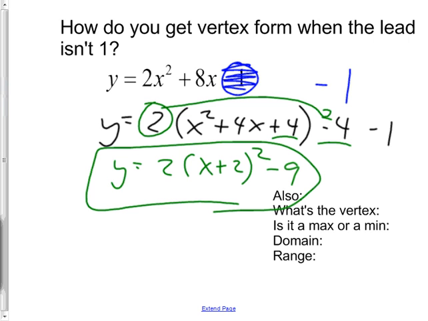Is the vertex on this one going to be a minimum or a maximum? Minimum, because it's a mountain shape. No, because it's a valley shape. Sorry. Valley shape. So it's a minimum because it's the bottom of the valley. Okay, good.